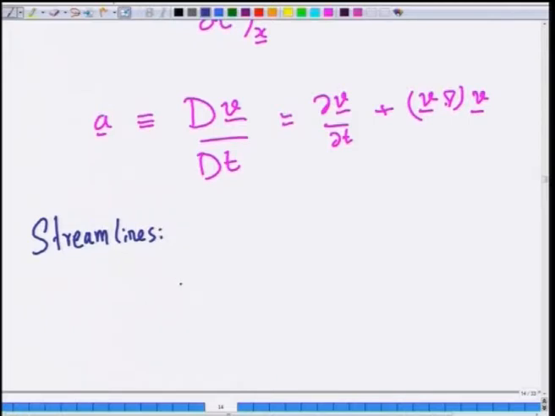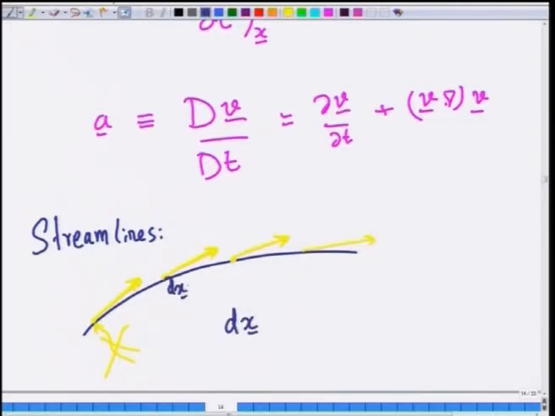A streamline is a line in which the velocity vector is parallel at each and every point along the line. So, by definition, there is no flow normal to the direction of the streamline, because the velocity is parallel to it at each and every point. This means that if you consider a tiny displacement dx along the streamline and the velocity vector, since they are parallel, the cross product is 0.